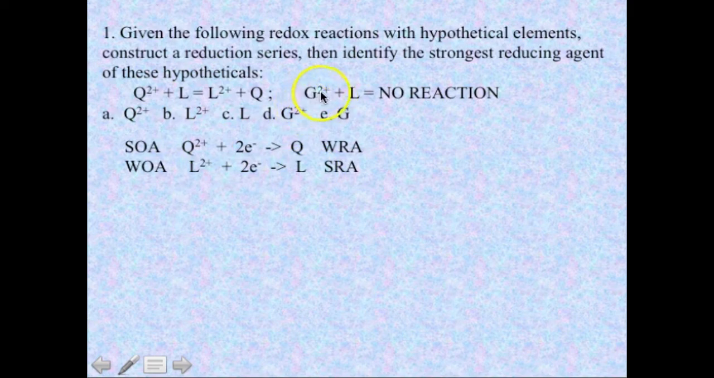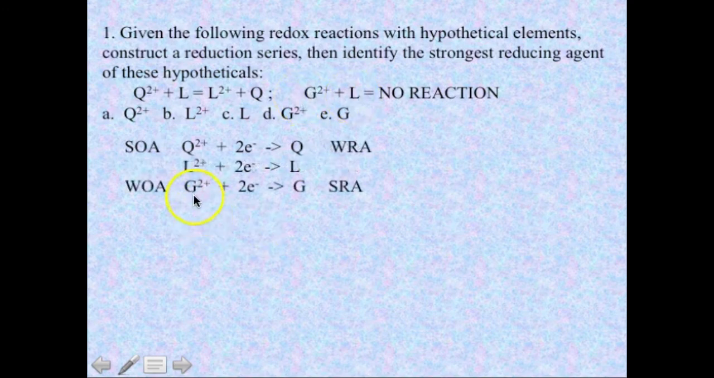Now, what about this G2 plus L? What do we do with it? Well, that means if G2 plus L yields no reaction, G2 plus has to be below the L2 plus reduction, because then G2 plus L means lower left, upper right, and that is going to give a negative overall cell potential, and no spontaneous reaction is possible.